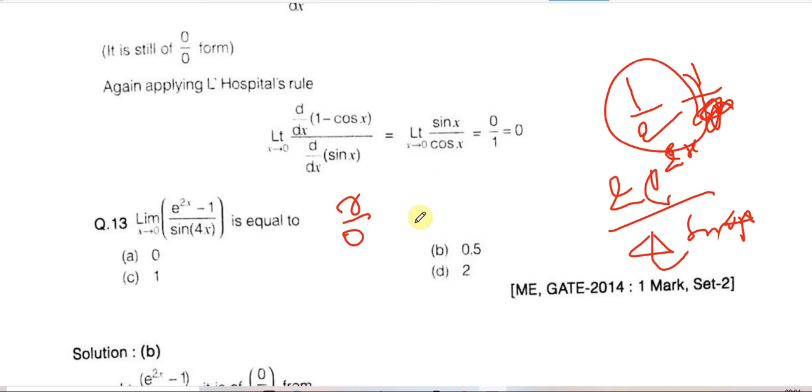Oh, sorry, differentiation of sin 4x is cos 4x, so here cos 4x will be there. So cos 0 is 1, so 1 by 2 will be the answer, means 0.5.